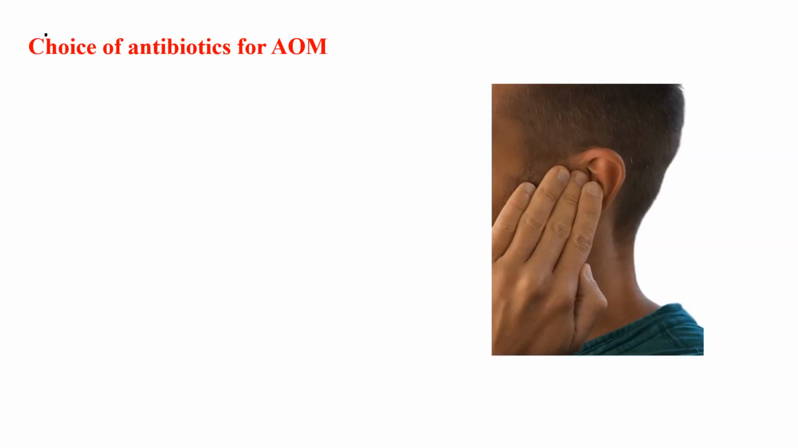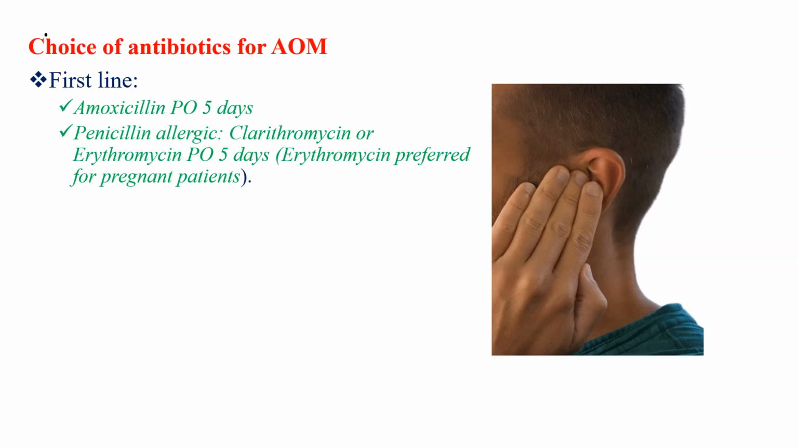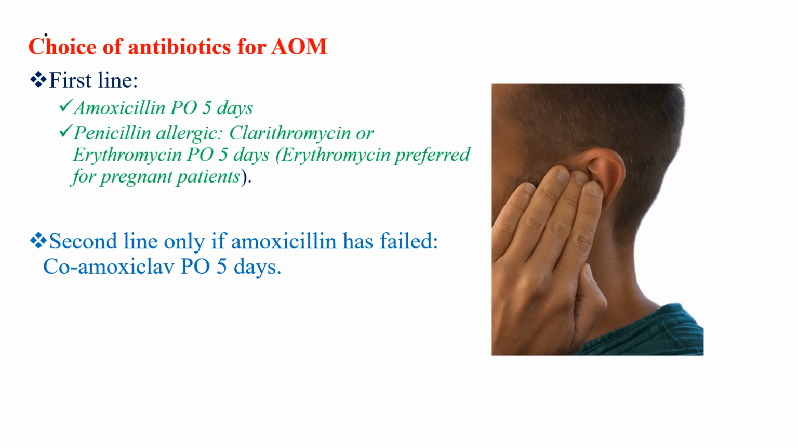Choice of antibiotics for acute otitis media: the first line is amoxicillin for 5 days, and if the patient has a penicillin allergy, clarithromycin or erythromycin can be given for 5 days. Second line, only if amoxicillin has failed, is co-amoxiclav, such as Augmentin, Clamox, and other co-amoxiclav preparations, for 5 days.